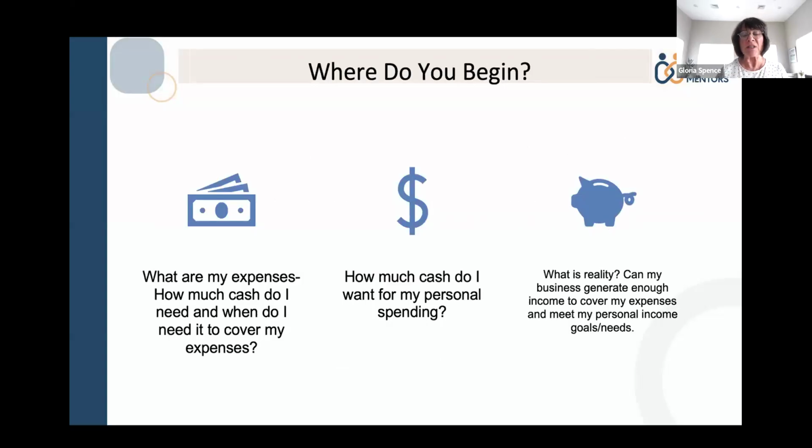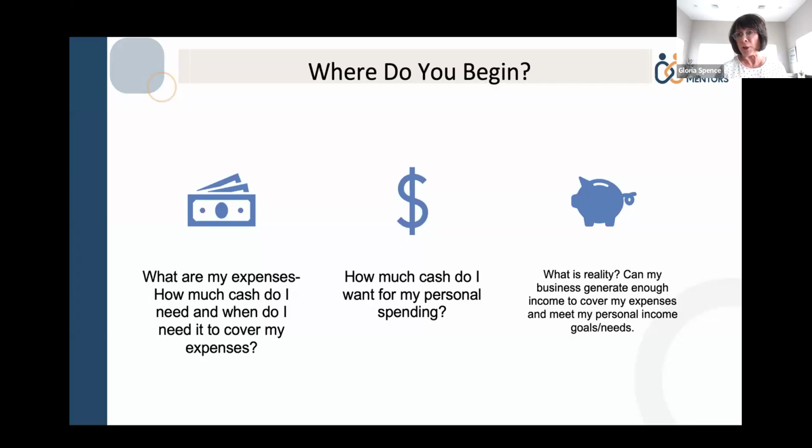So where do you begin? This is very, very basic, but first of all, how I approach a cash flow report is I list my expenses. Listing my expenses by month will tell me how much cash I need and when I need it to cover my expenses. The next thing you want to do is make sure that you don't forget to include yourself. You need to be paid through your business. There may be times when you're not going to be able to pay yourself that month if things are tight, but you at least need to put that in your plan.